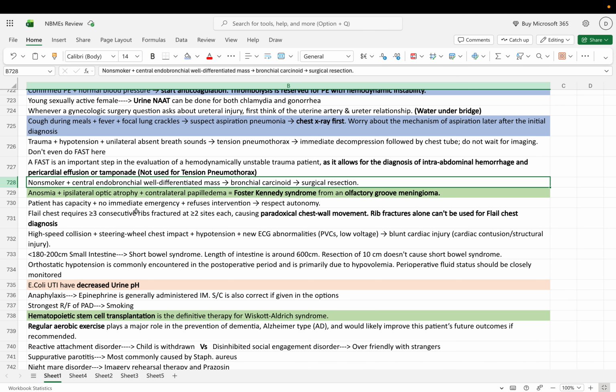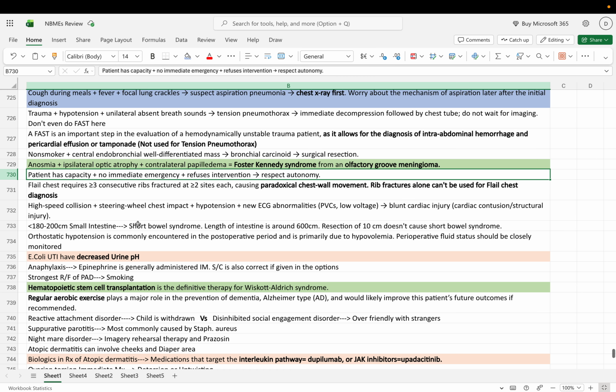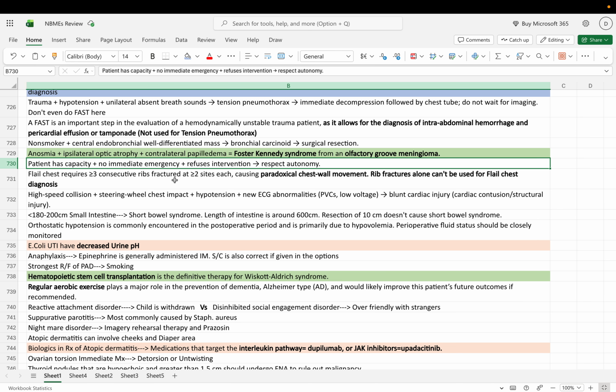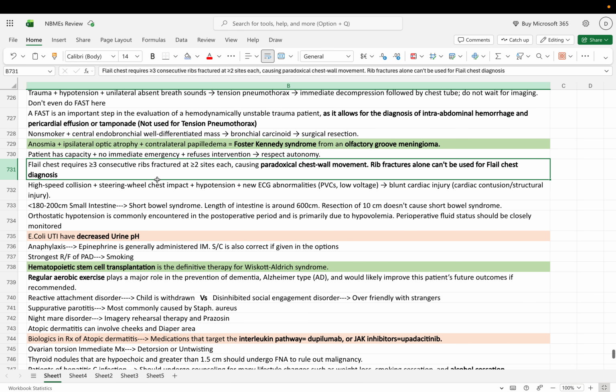Non-smoker plus central endobronchial well-differentiated mass, go for surgical resection. This is a classic case of bronchial carcinoid. Patient has capacity plus no immediate emergency and refuses intervention: just respect the autonomy.